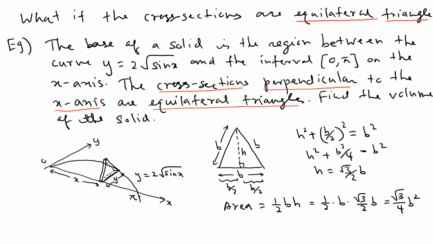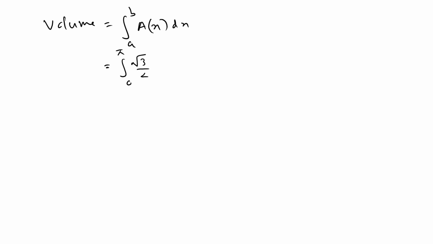Good. Now we can write the volume for this one. So the volume is again the integral from a to b of A(x) dx. So let's plug in the values. So it is 0 to pi, and then we can find the A. So what is A? It is square root 3 over 4 from the formula we derived, and whatever the length, y is the base length, so it's y squared dx.